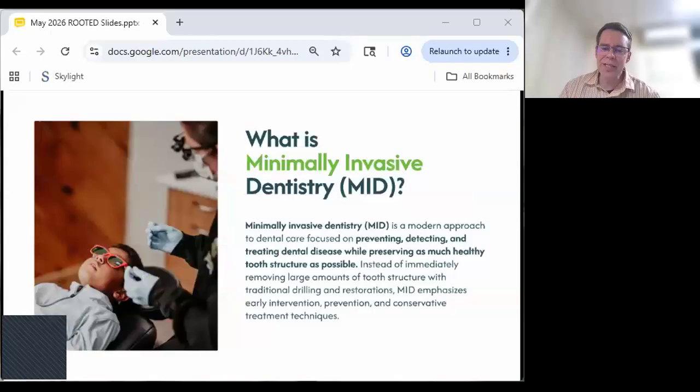Next. So minimally invasive dentistry, I should have defined this earlier, just so you know, it's basically a philosophy that is really about preventing, detecting, and treating dental disease while preserving as much healthy tooth structure as possible.